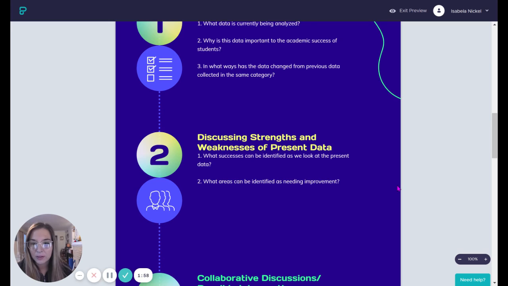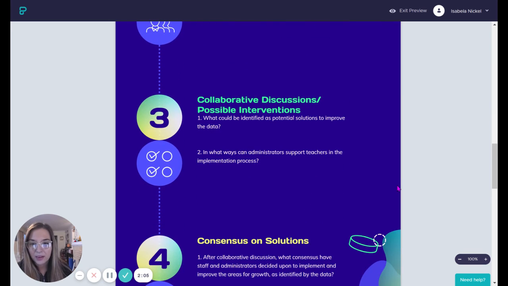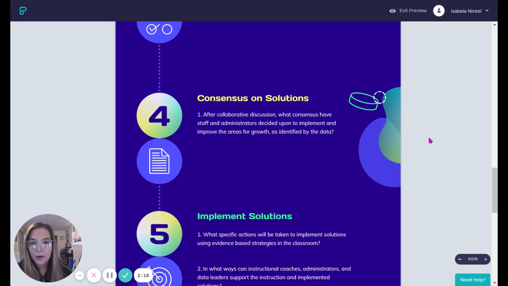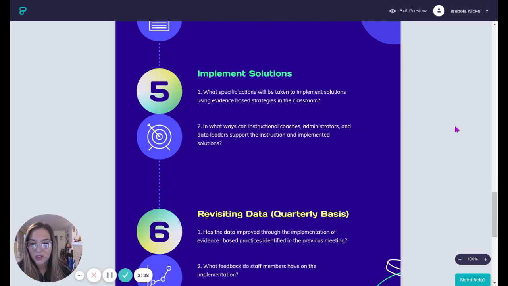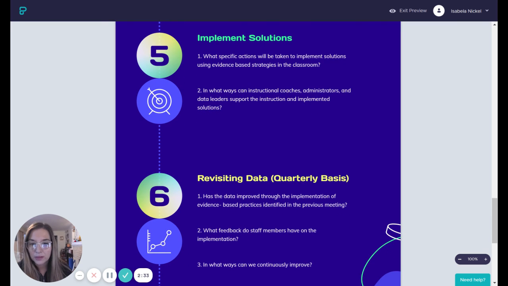And so as you can see for step two, I have a couple of questions as well for identifying weaknesses and success. And then for step three would be questions regarding the collaborative discussions that we would be having and potential solutions to improve the data. And then step four would be consensus on solutions. So deciding as a team what would be best to try to improve that data. And then number five would be actually implementing those practices. And then step six would be revisiting the data.